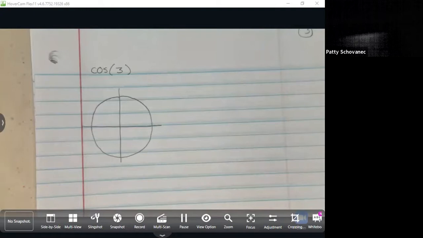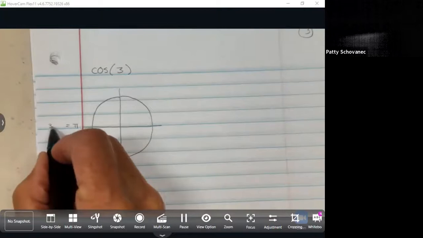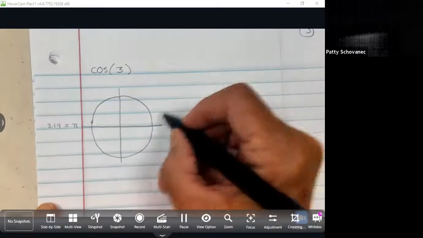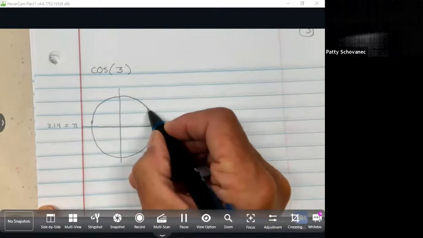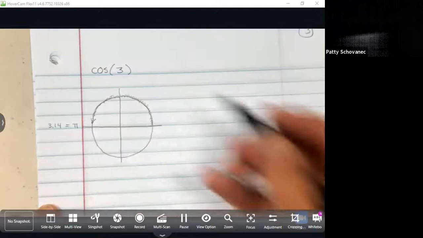This is pi, or 180 degrees, so this is 3.14, so an arc of length 3 is just short of that. So it's describing this arc here. Wish I had my red pen, so I'll just make it jiggly. These jiggle lines correspond to red. The x-coordinate right there gives us the cosine of S.